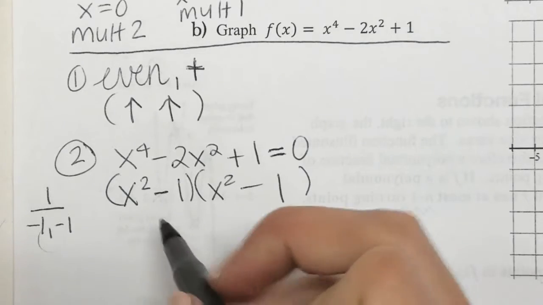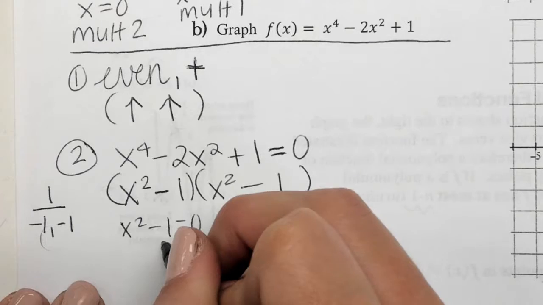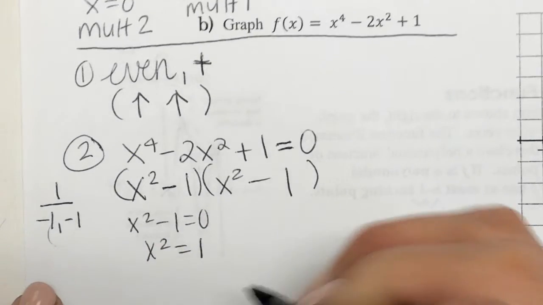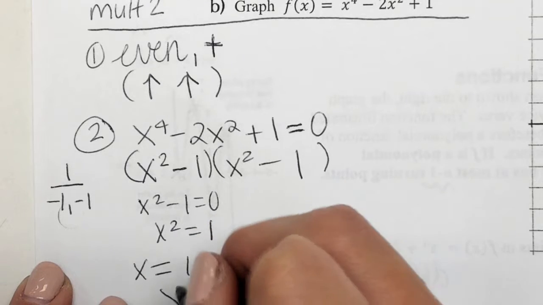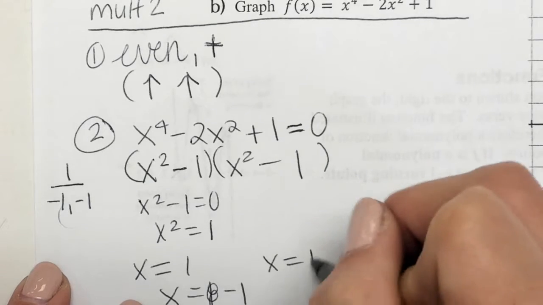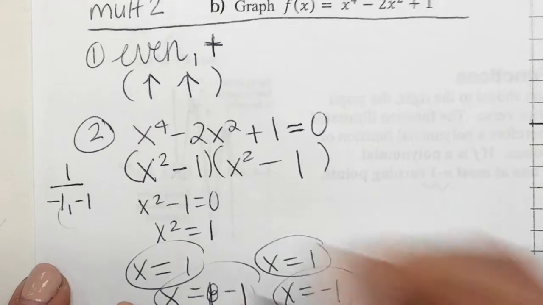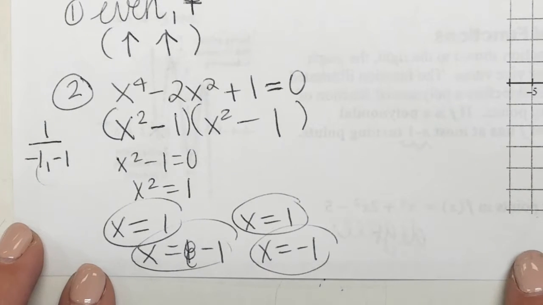Alright, so when I set both of these equal to 0, let me show you what this would look like. I'd have to add 1, correct? So x squared equals 1. Then take the square root and I'd get what? Good. 1 or negative 1. And wouldn't it be the same over here? Very good. Any questions about that part?